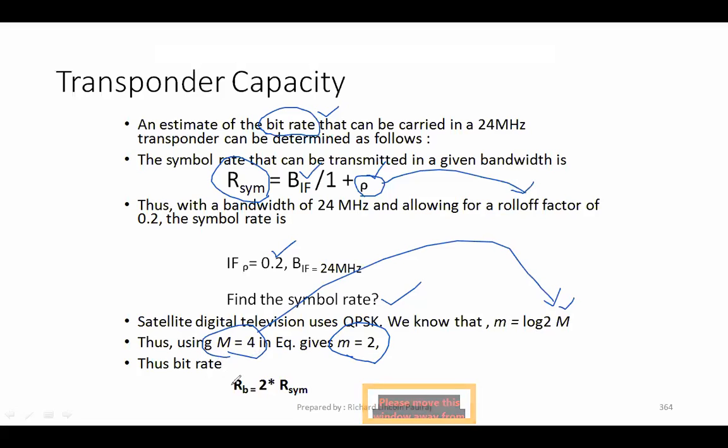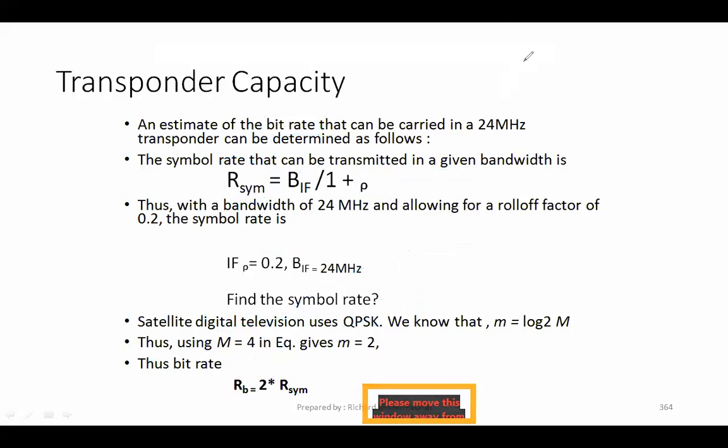Bit rate. Now our bit rate, we have a different formula. This is your symbol rate, and bit rate RB is equal to 2 times your symbol rate. So which means once I have the symbol rate value, I can multiply it with 2, then I'm going to get my bit rate. I hope you have understood the formula. So can I move on to the next slide?